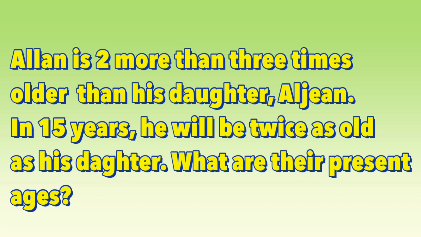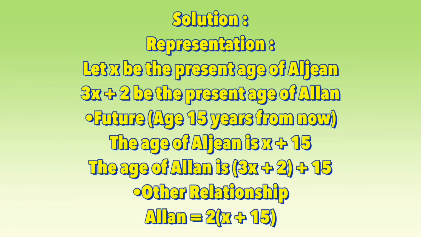Okay, number 5 problem. Alan is 2 more than 3 times older than his daughter Algin. In 15 years, he will be twice as old as his daughter. What are their present ages? So the problem is asking for the present age of Alan and Algin.